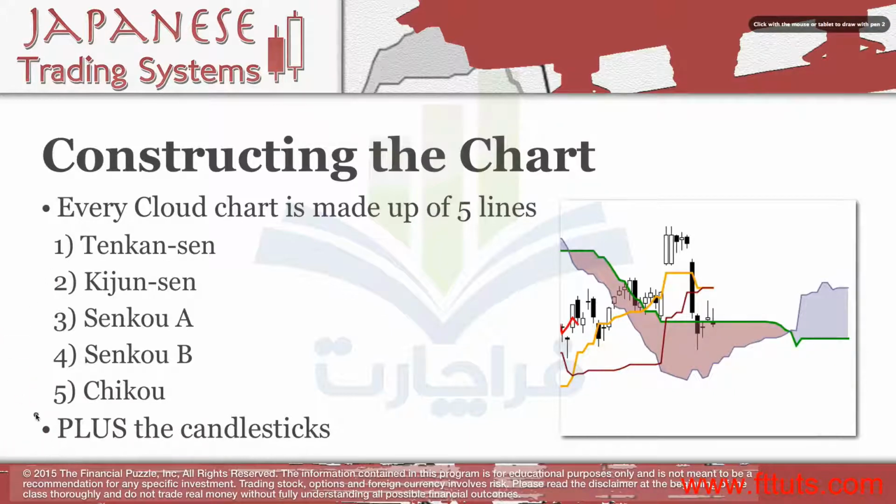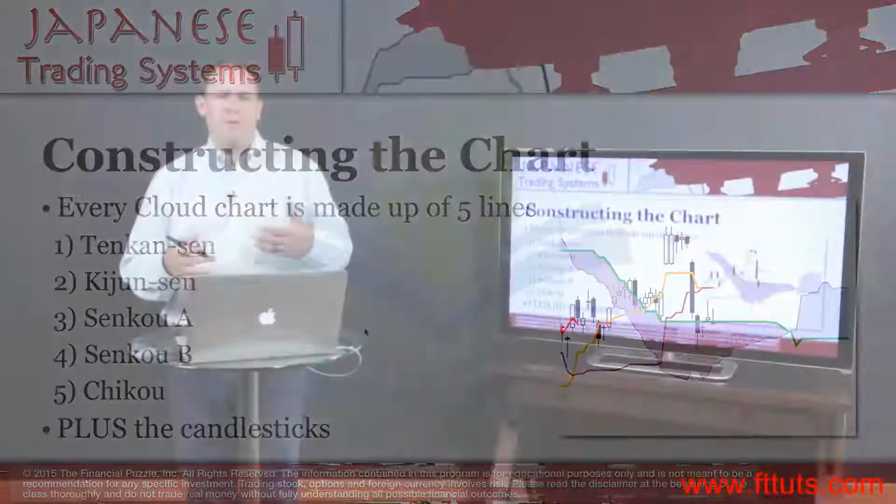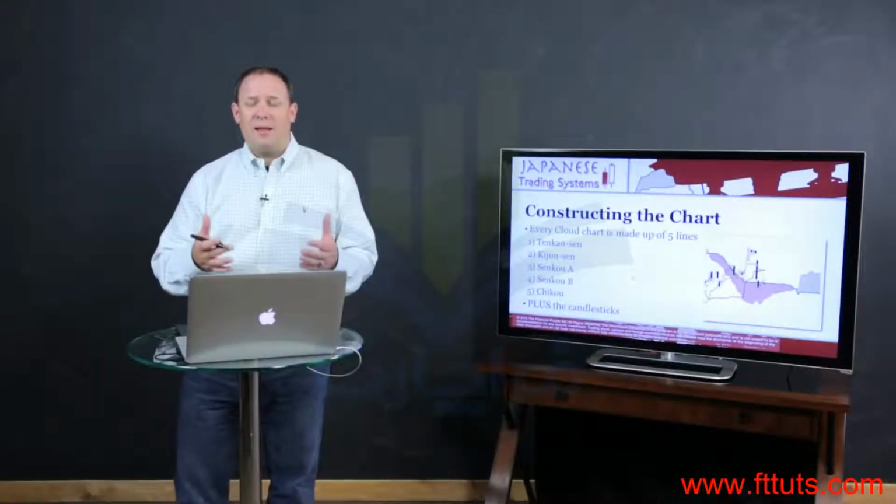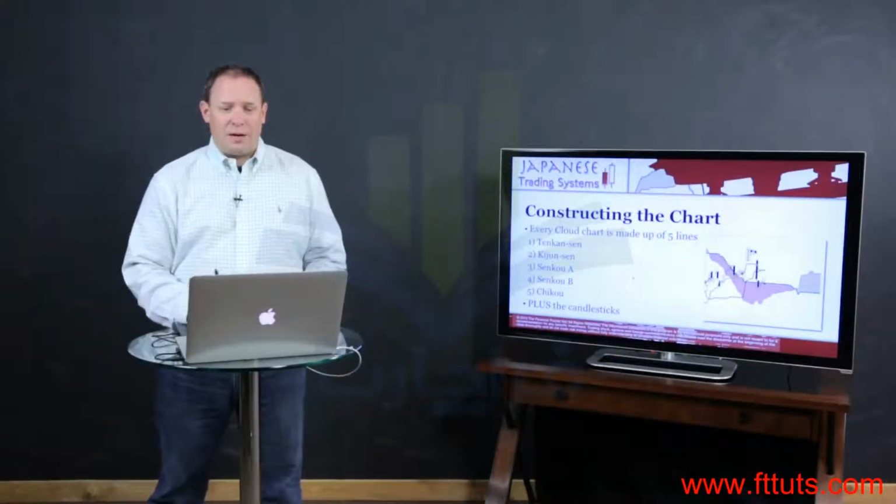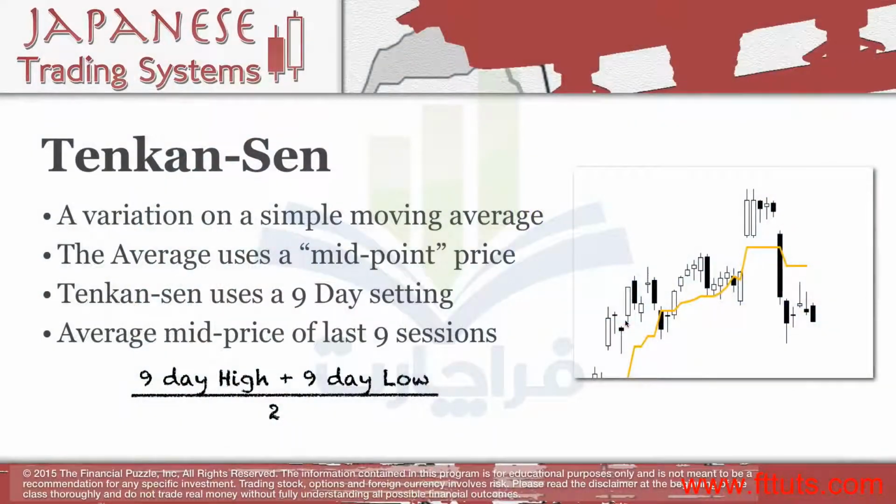Plus we've got the candles. Those are all the 5 lines, and then the 6th component being the candles there. We're going to break each of these down, and I'm going to show you how they're calculated, and of course that will help construct the entire clouds here. So let's start with the Tenkan-sen.